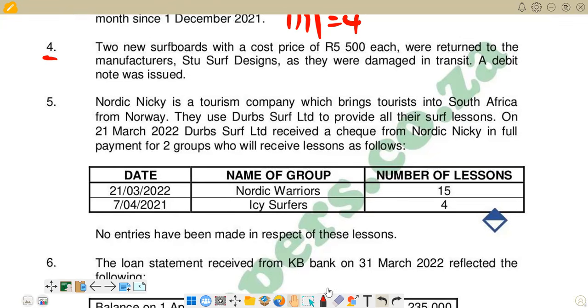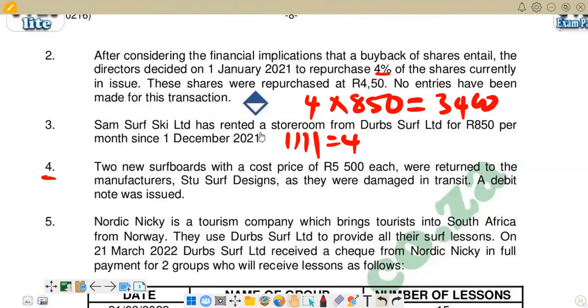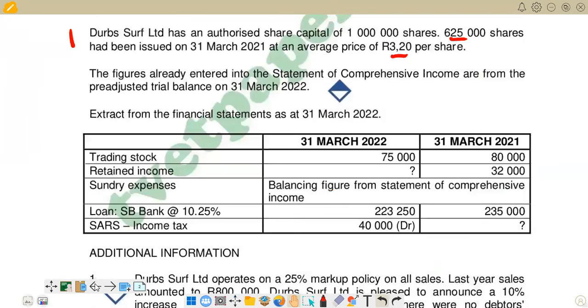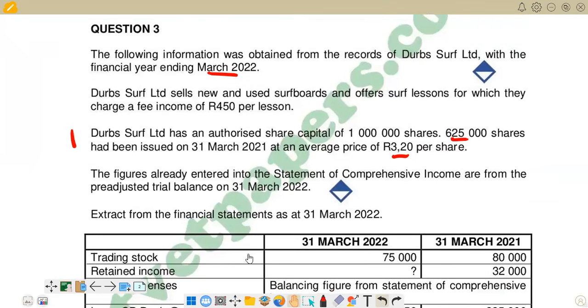So it means 4. Remember, each lesson is 450. Stated there. If you go on top there, we've got something stating the income that is received per lesson. Let's go and check the rate per lesson. If you come here, we are seeing it's stated here. It's 450 per lesson.